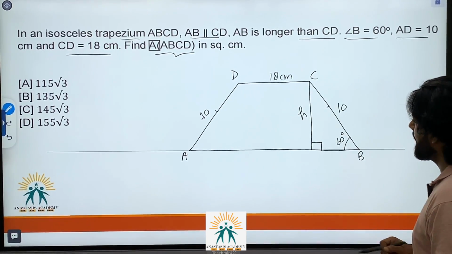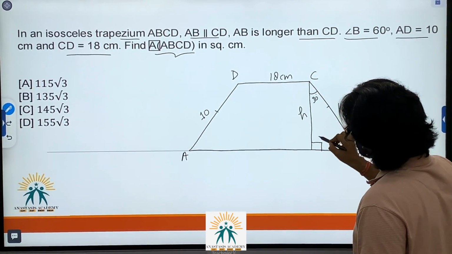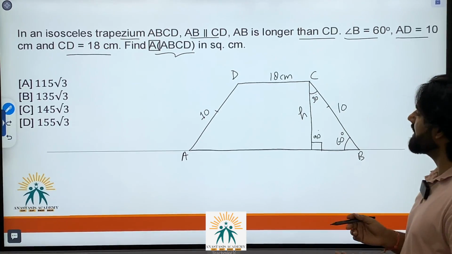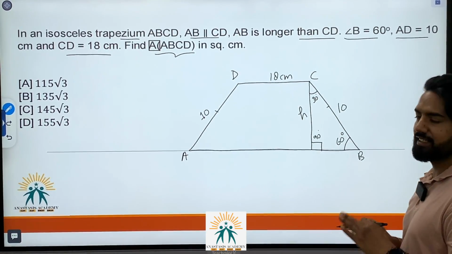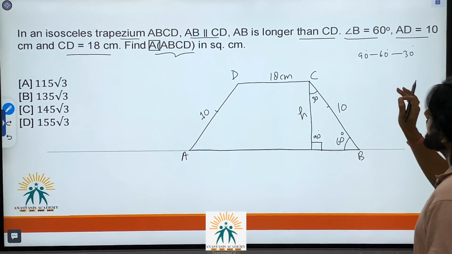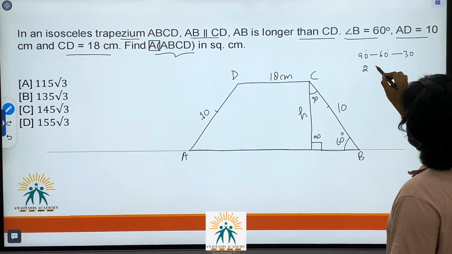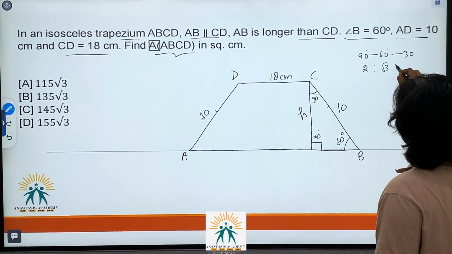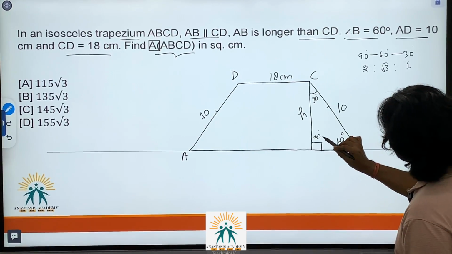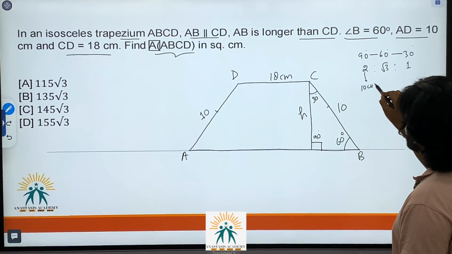We will call it the height h. Now observe carefully. It's a 90, 60 and 30 degree triangle, right? For a 90, 60 and 30 triangle, we know the ratio of the sides: opposite to 60 it is √3 and opposite to 30 degrees it is 1. The side opposite to 90 degrees is given as 10 centimeters, so this 2 units is equivalent to 10 centimeters, right?